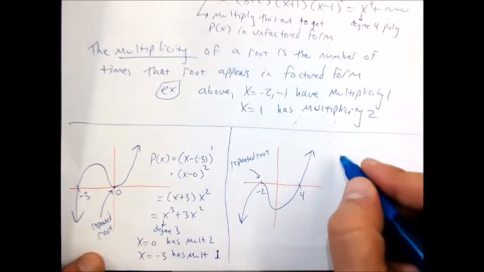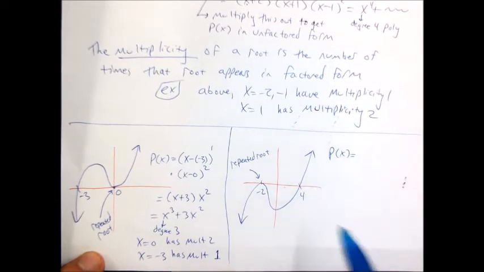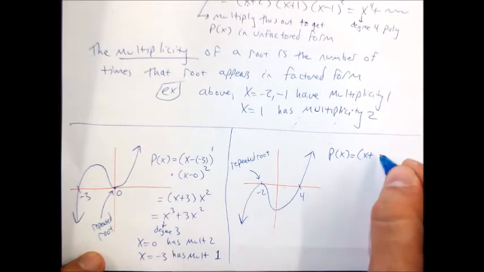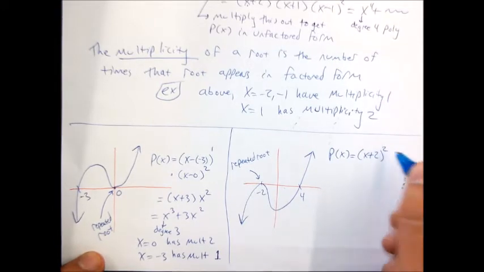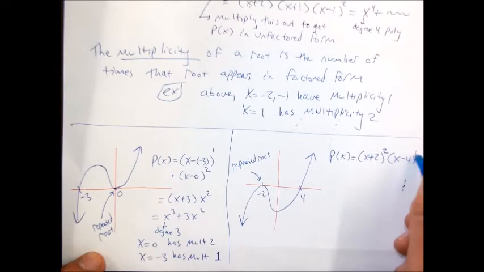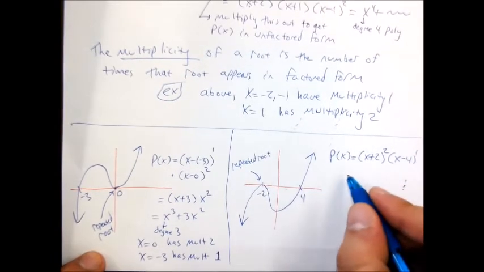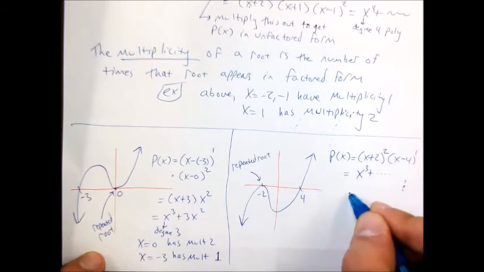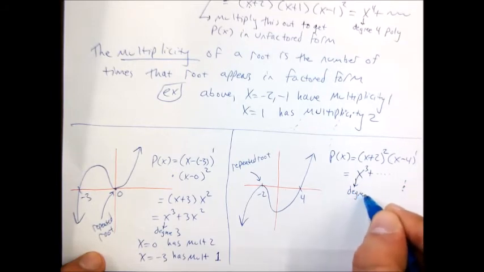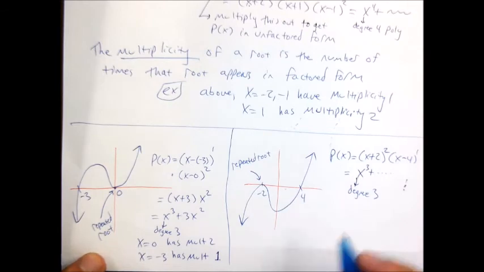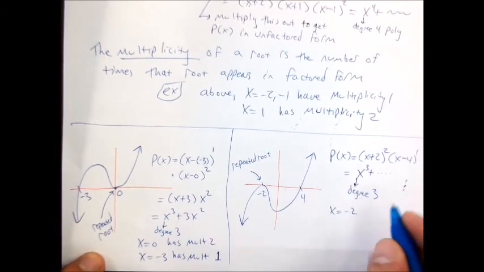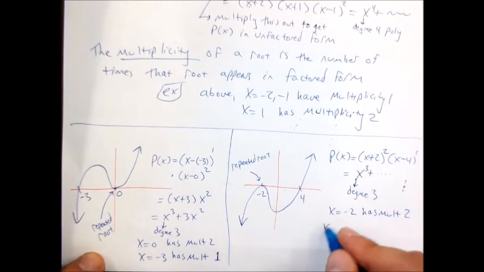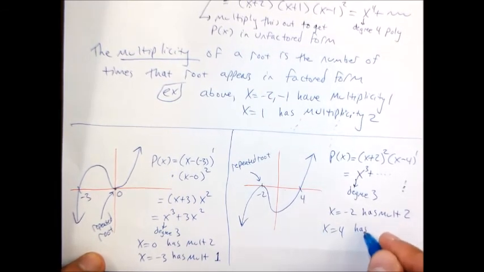And then on the other one, so -2 is the repeated one here, and so we'll get x minus -2, which is a plus, right? And then x minus 4 to the 1. I'm not going to multiply this one out, but we also get x cubed plus blah, blah, blah. And so it's a degree 3. And we see that -2 is the one with the higher multiplicity. And x equals 4 is just 1.